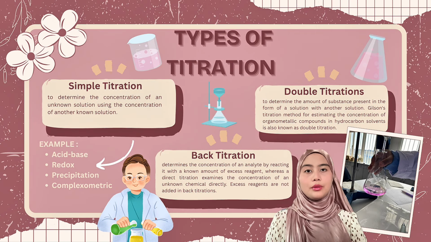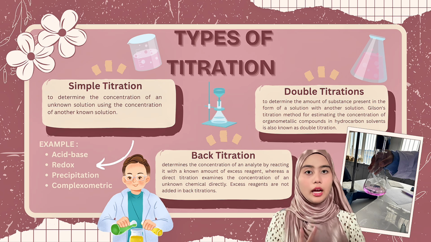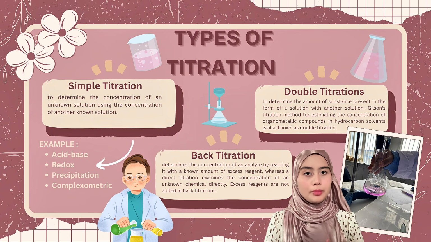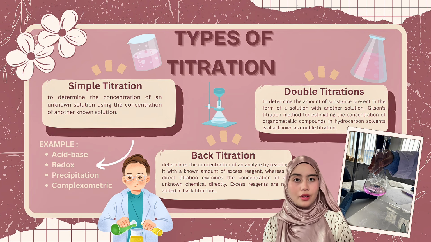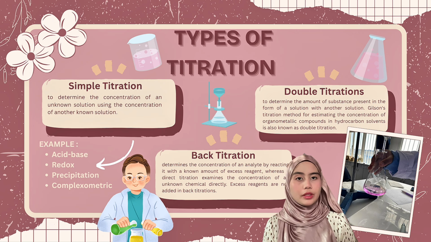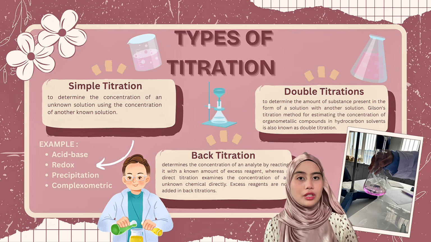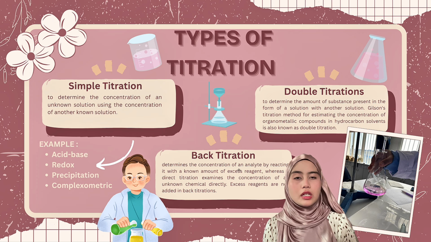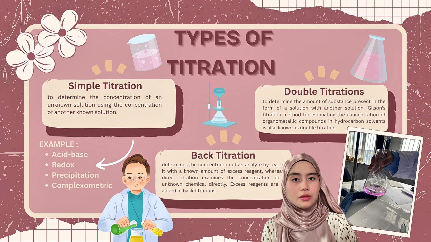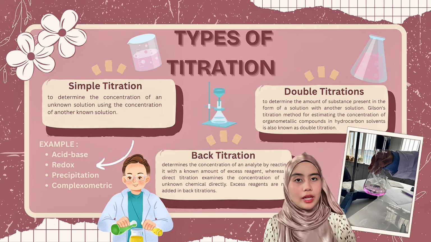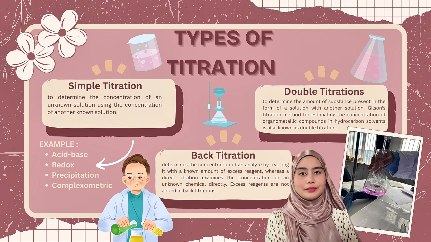Now, we're going to go to the types of titration. We have three types. First is a simple titration, second is a back titration, third is a double titration. First of all, is a simple titration. Simple titration is to determine the concentration of an unknown solution using the concentration of another known solution. Examples for simple titration are acid-base, redox, precipitation, and complexometry.